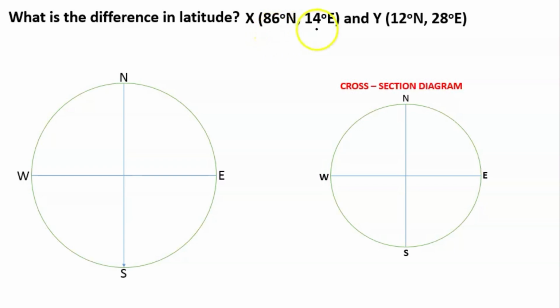That is, which one is common, because one must be common. Now look at this question. You will see that none of them is common: this is 14 degrees east, 12 degrees north, 28. You can't find any common, either latitude to be common or longitude to be common. Do we get this now?